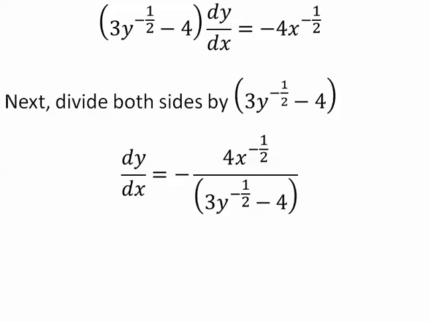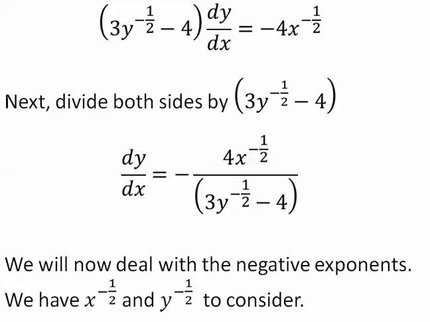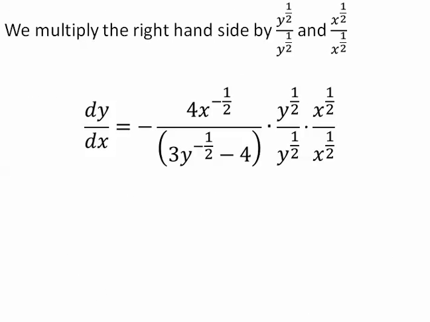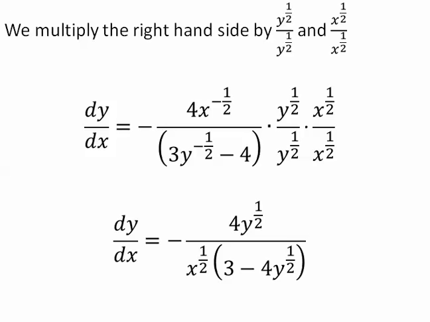While I have isolated dy/dx, it's not really in a very good form. I want to at least deal with the fact that I've got negative exponents. We've got x to the negative 1/2 and y to the negative 1/2. An easy way to clean this up would be to multiply the top and the bottom by y to the 1/2 over y to the 1/2 and x to the 1/2 over x to the 1/2. So when you do that multiplication, the negatives all fall out and you're left with this expression.